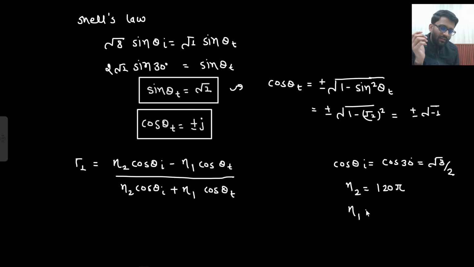What will be your eta 1? Eta 1 will be 120 pi under root epsilon r1. What is epsilon r1? That is 1 by under root 8. Say yes or no. Do you agree to this point? And what is your cos theta t? That is plus minus j.